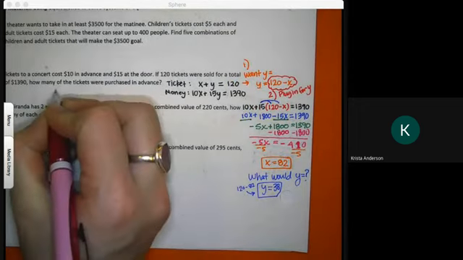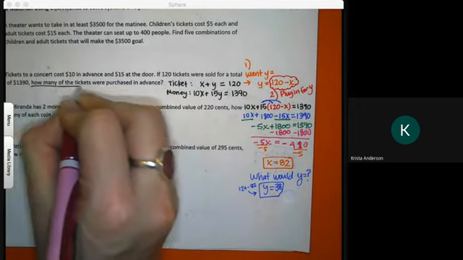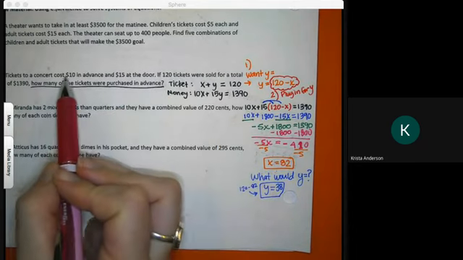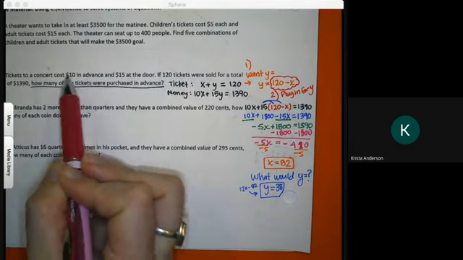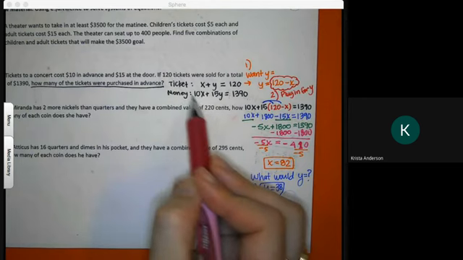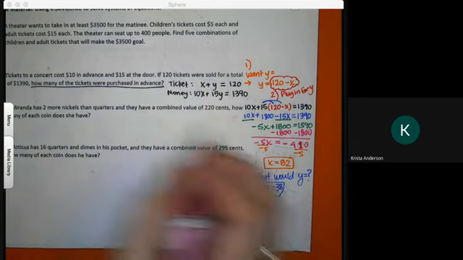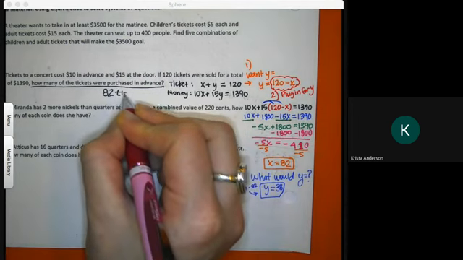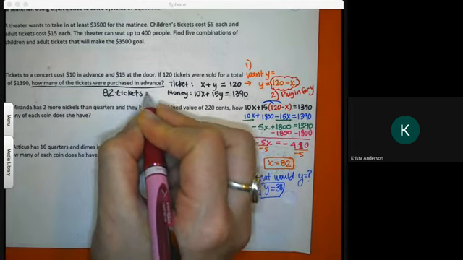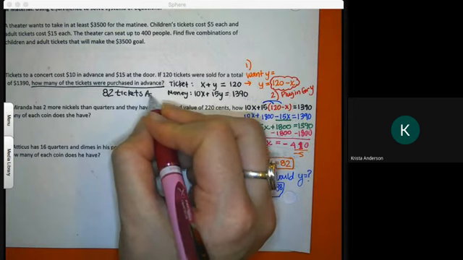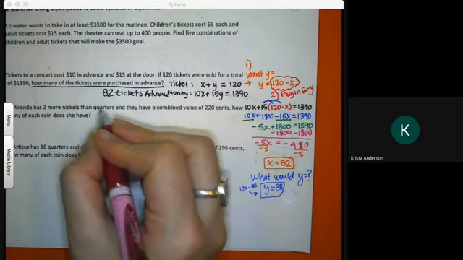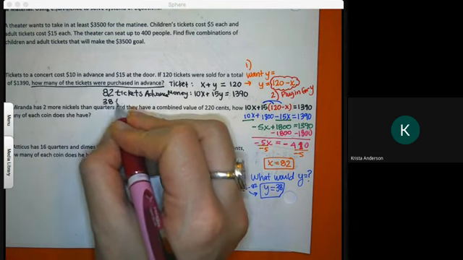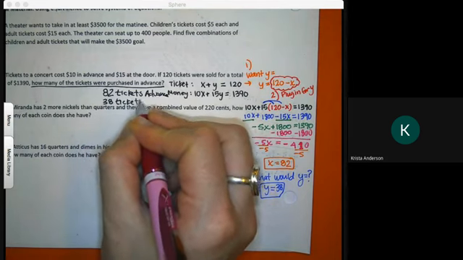So tickets, how many tickets were purchased in advance? Those were the first tickets I had that had a 10 on it. That means X were my advance tickets. There were 82. There were 38 tickets at the door.